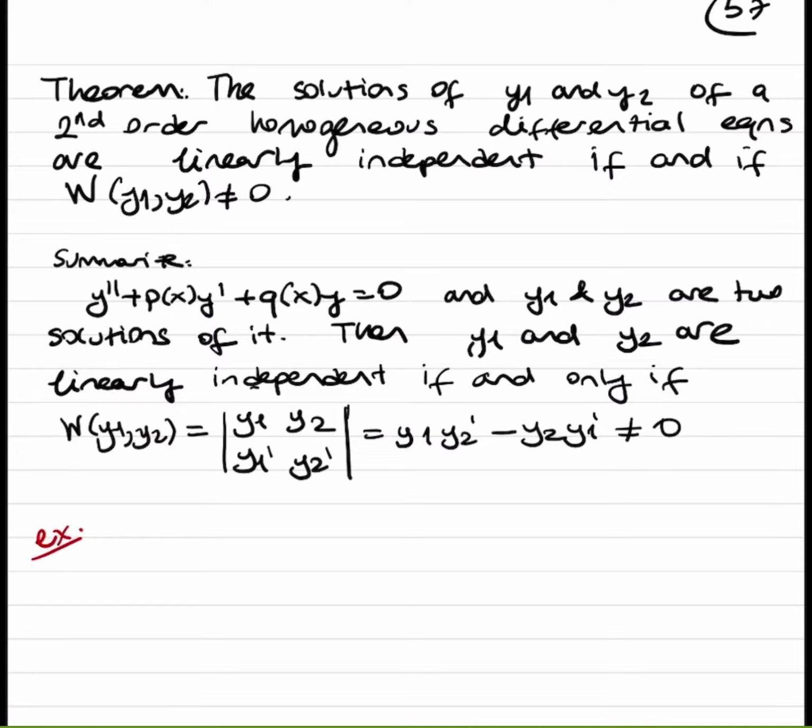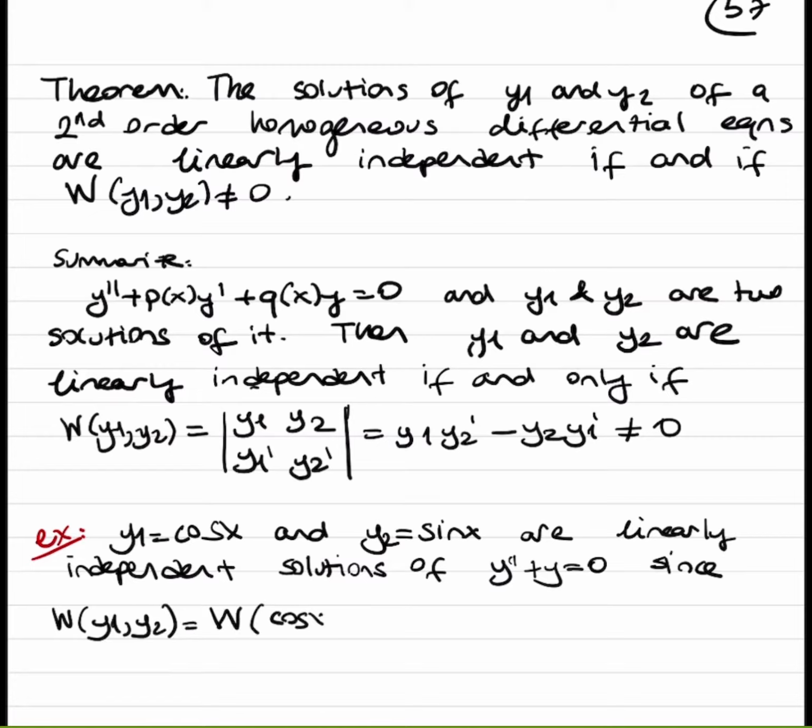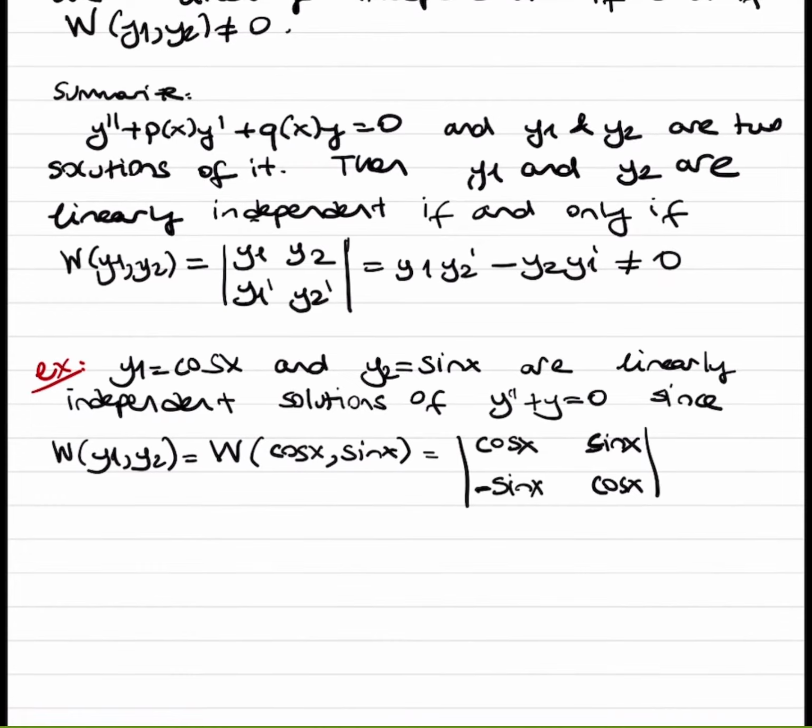Okay, let me give an example. Let y1 equal cosine x and y2 equal sine x. My claim is that they are linearly independent solutions of y double prime plus y equals 0. Why? Let's look at this Wronskian of y1, y2, which is cosine x, sine x. We write y1 and y2 in the first row, and in the second row we write their derivatives. What is the derivative of cosine x? It is minus sine x. What is the derivative of sine x? It is cosine x.